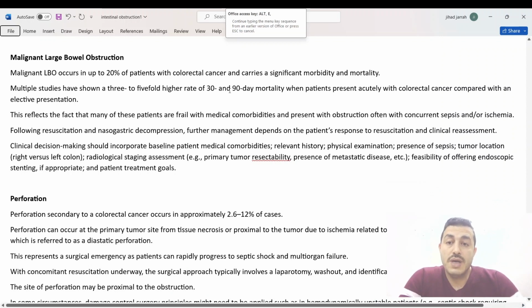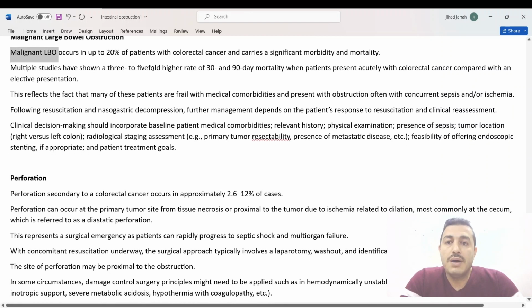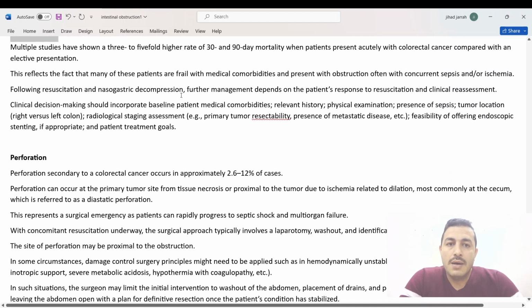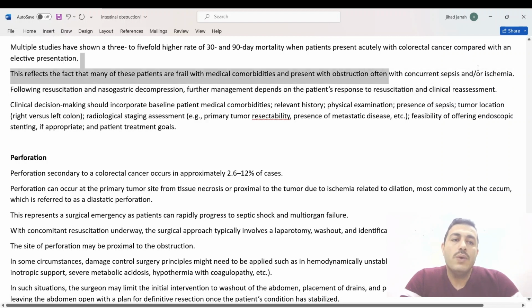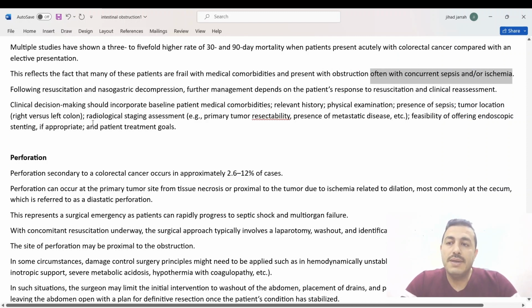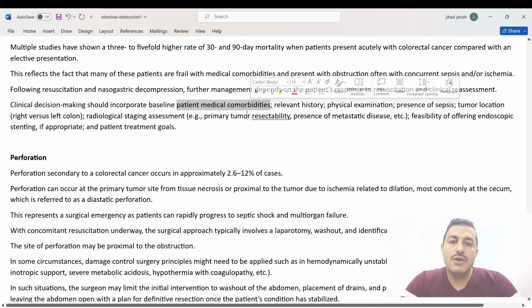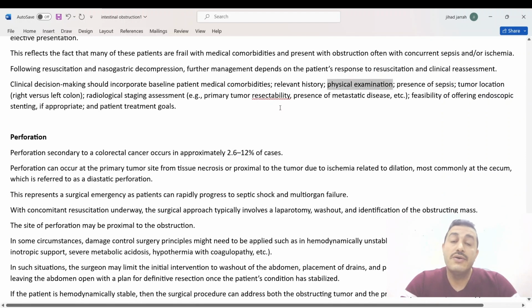malignant large bowel obstruction as a cause of intestinal obstruction. In brief also, it will take a few minutes and we will reach the end of this lecture. Malignant large bowel obstruction means we have cancer that causes large bowel obstruction. About 20% of patients with colorectal cancer will present as malignant large bowel obstruction, which increases the morbidity and mortality to about fivefold higher.